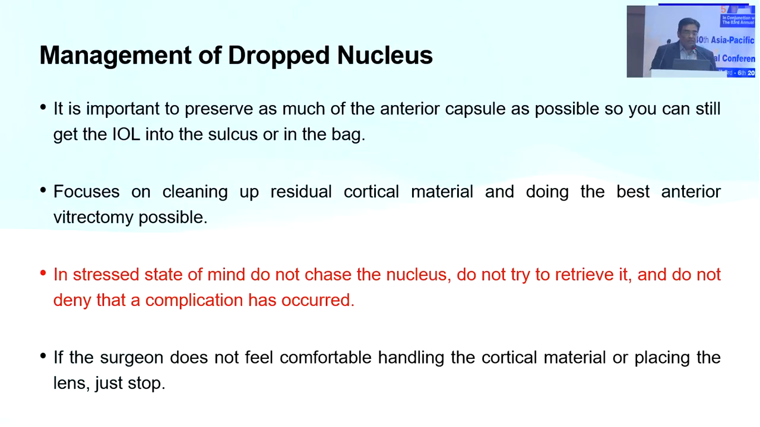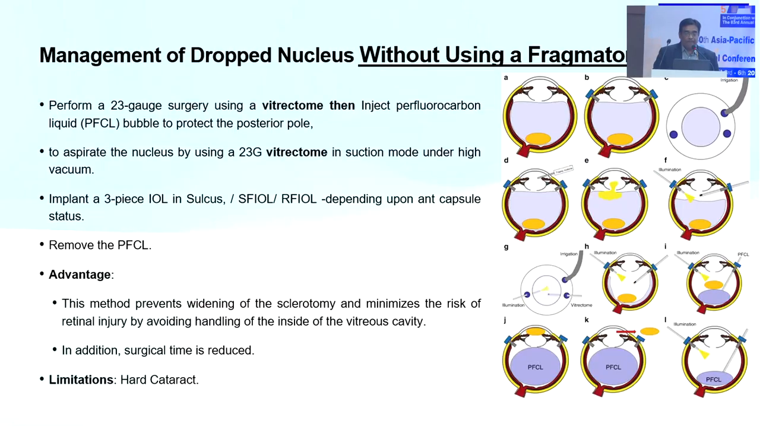Management of the dropped nucleus. It is important to preserve as much of the anterior capsule as possible so you can still implant an IOL over the anterior capsule. Focus on cleaning the residual cortical matter and doing the best anterior vitrectomy possible. In a stressed state of mind, do not chase the nucleus, do not try to retrieve it, and do not deny that the complication has occurred. If the surgeon does not feel comfortable handling the cortical matter, it is better to stop.